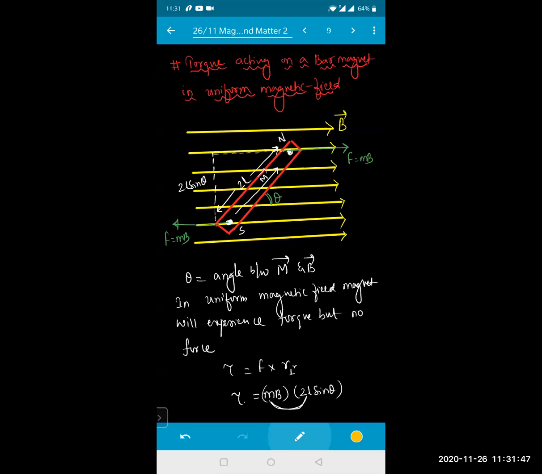See, in this one what we are doing: we have a uniform magnetic field B bar, and we are keeping a bar magnet like this, making an angle of theta with the horizontal. The magnetic moment direction is from south to north. So this is your M bar, and this is the magnetic field B bar. What is the angle between B bar and M bar?